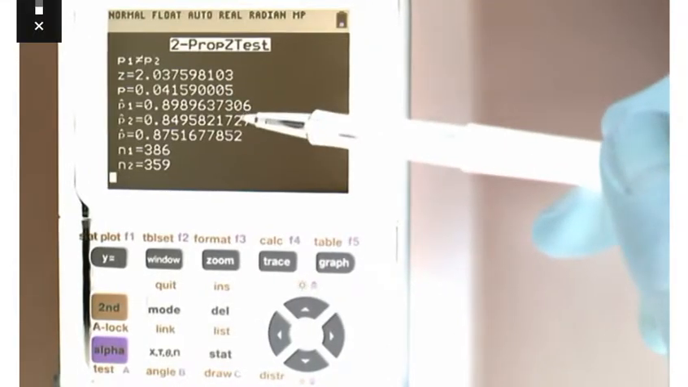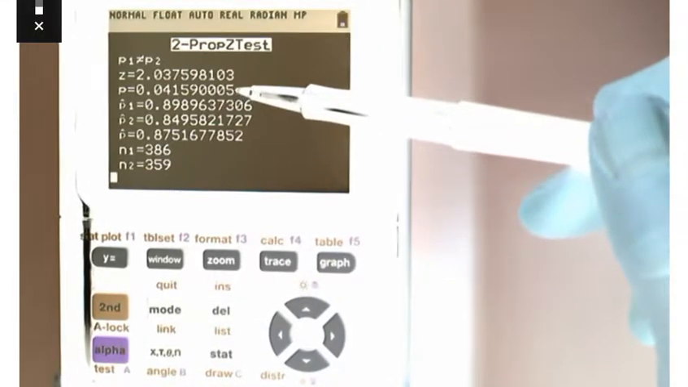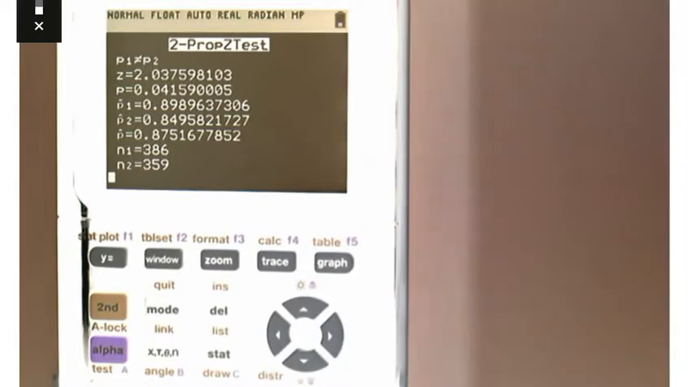So let's see here. What we get is a p-value of 0.0415. Now, if we're doing this test at the 5% significance level, what's that telling us about H naught? Fail to reject H naught or reject H naught? Reject.